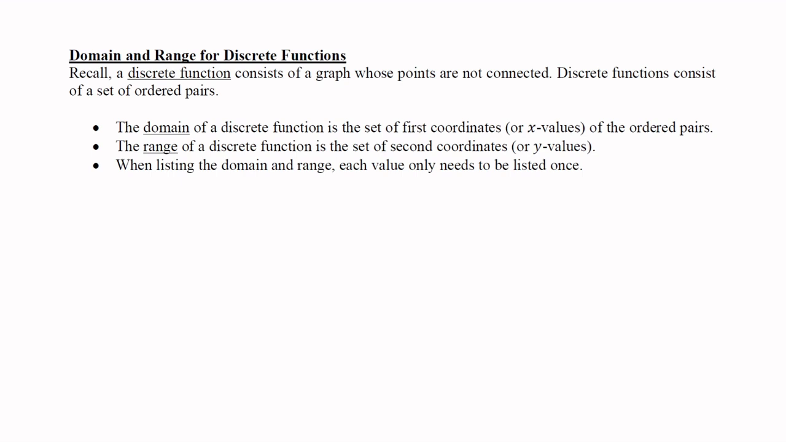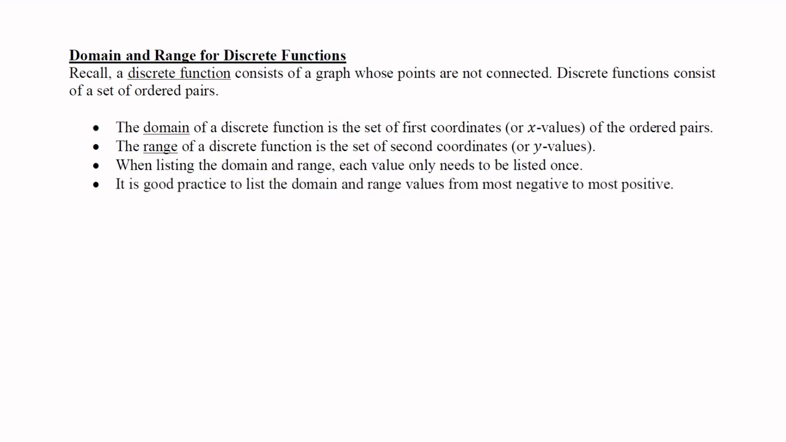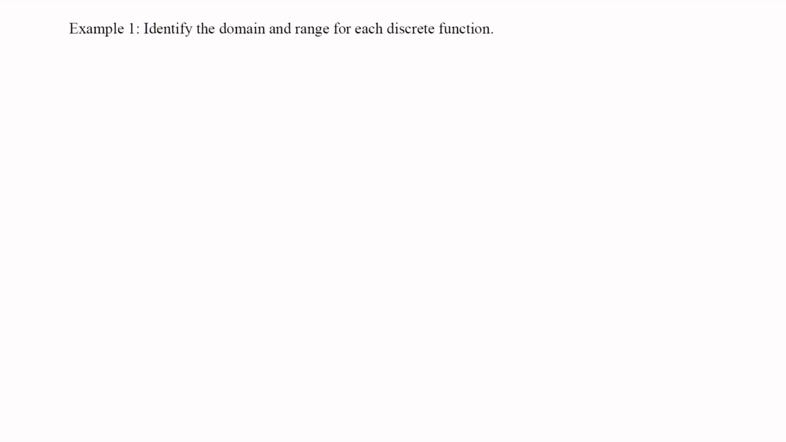When listing the domain and range, each value only needs to be listed once. So very similar to how you looked at a mapping diagram, you only have to list the values one time. It is good practice to list the domain and range values from most negative to most positive. So, in other words, in numerical order. So let's identify the domain and range for each of these discrete functions.